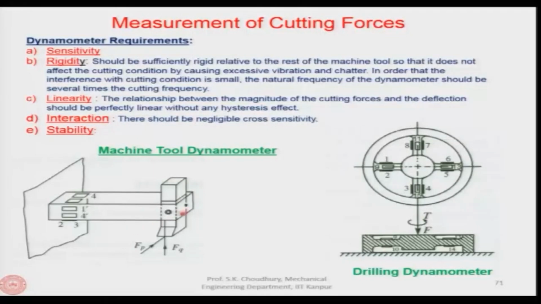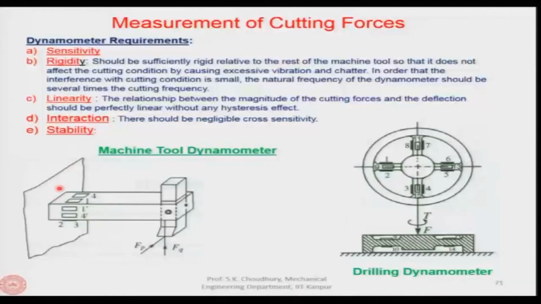Now, let us take some examples of machine tool dynamometers, the principle, that is the design, how they are actually made. Look at this design. This is based on the principle of the cantilever beam, and here is the structure. 1, 2, 3, 4, these are the 4 sensors at this surface, and at the surface opposite to this. On this surface, there are 1 prime, 2 prime, 3 prime and 4 prime. This is the surface which is 90 degrees from this. So, there are 8 strain gauges, 1, 2, 3, 4 and 1 prime, 2 prime, 3 prime, 4 prime.